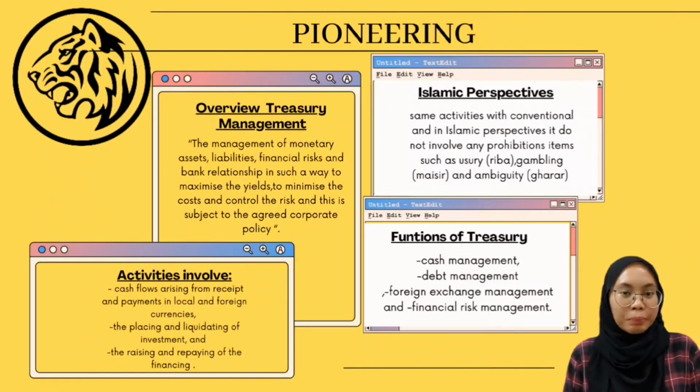Next, in Islamic perspective, it has the same activities as conventional, but in Islamic it does not involve any prohibited items like usury, riba, maisir, and gharar. And last one is function of treasury.